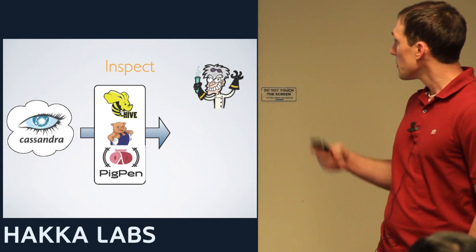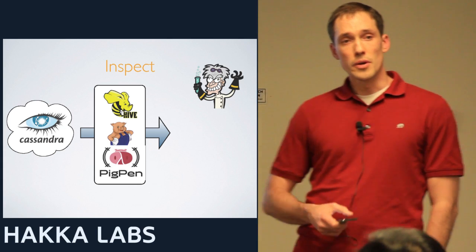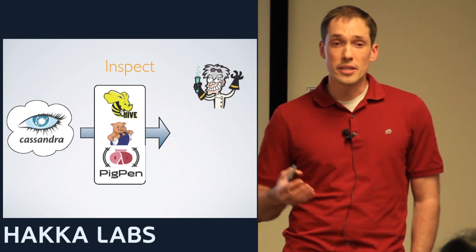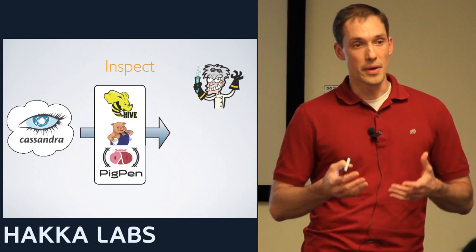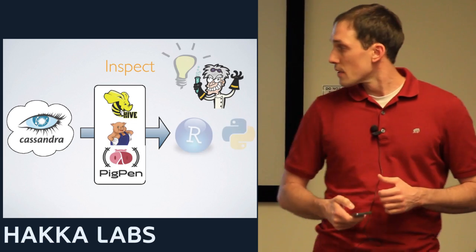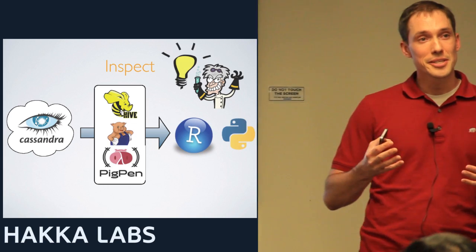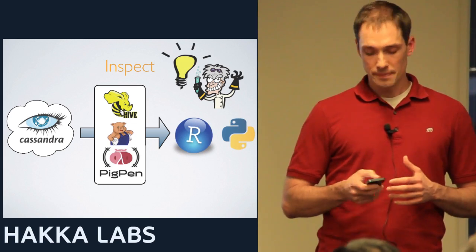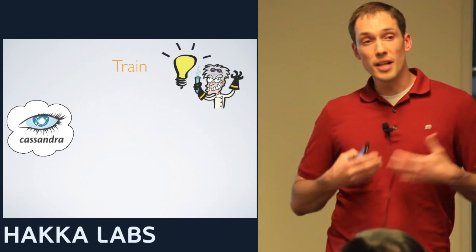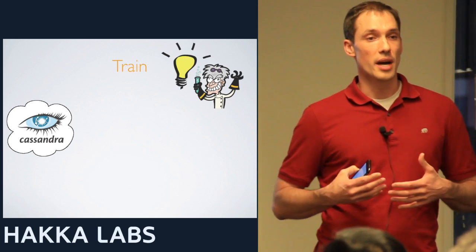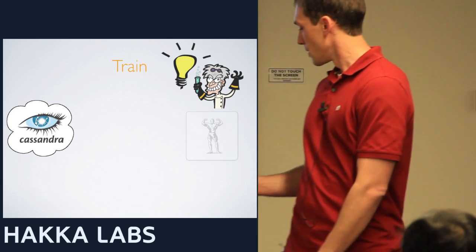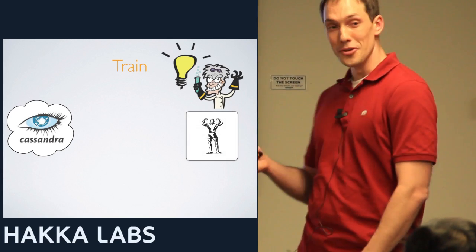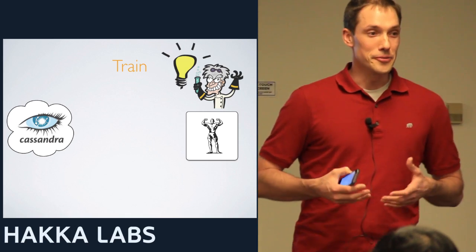Once they've gotten data out of Cassandra with Hive, they might then want to use some pretty standard data science tools like R or Python to analyze this data, gain some kind of insights about how customers use our application, and then apply those insights to develop some kind of predictive or machine learning model. Once we have one of these machine learning models, we need a way to train it.